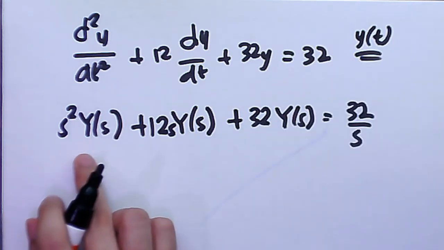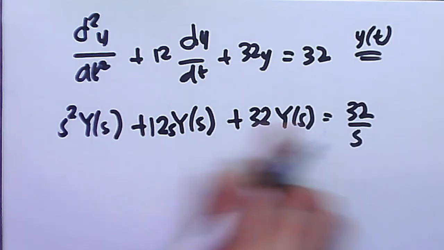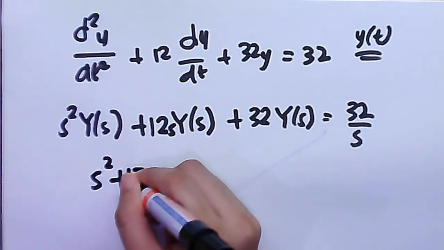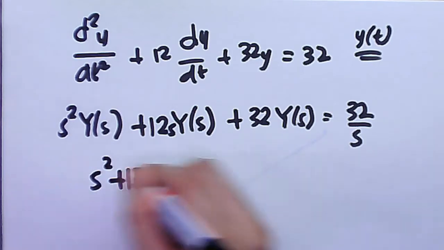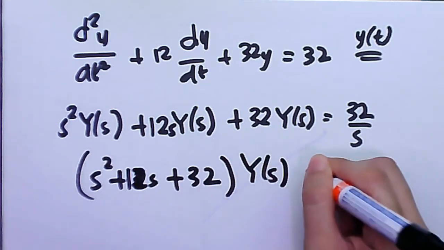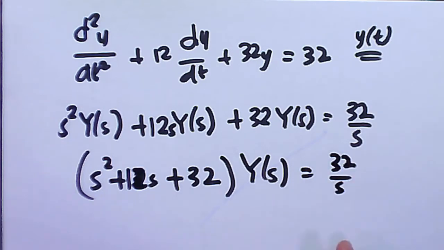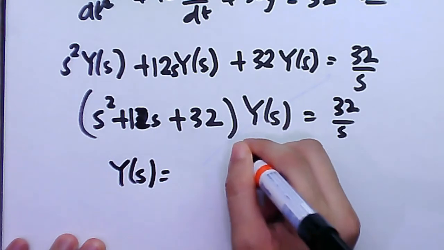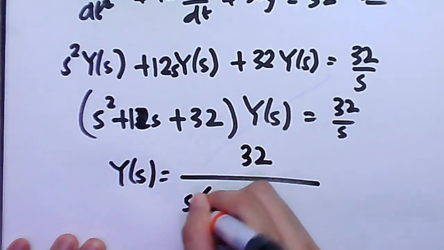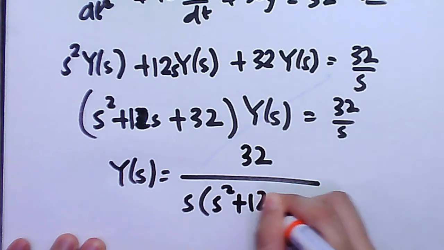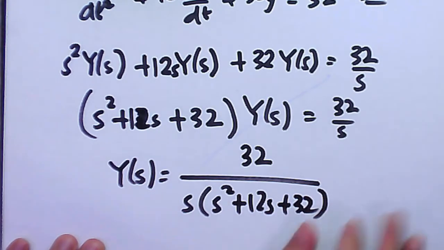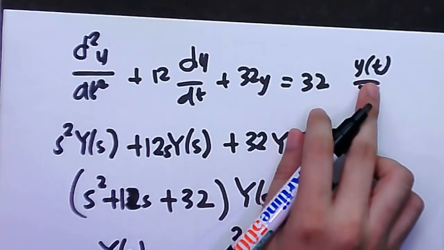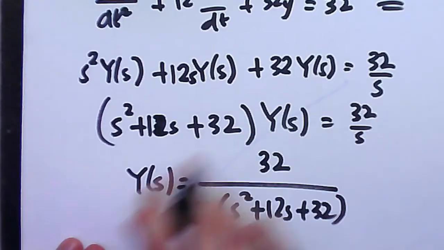Okay. So, ngayon, i-factor out natin yung y of s dito. Since common naman siya sa lahat, you would have s squared plus 12s plus 32 times y of s equals 32 over s. And then solving for y of s, you would have y of s equals 32 over s times s squared plus 12s plus 32. Okay. Again, ang kailangan nyo i-solve y of t. So, ano ko natin ito, y of s.